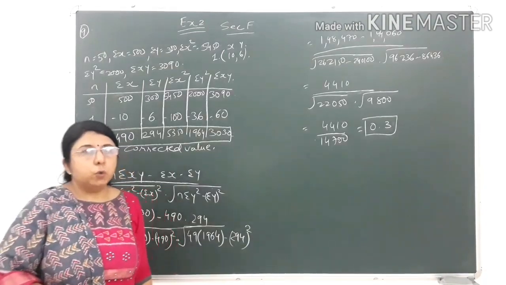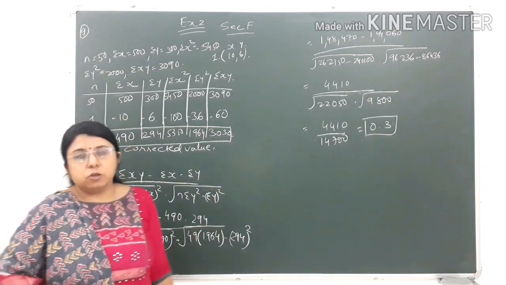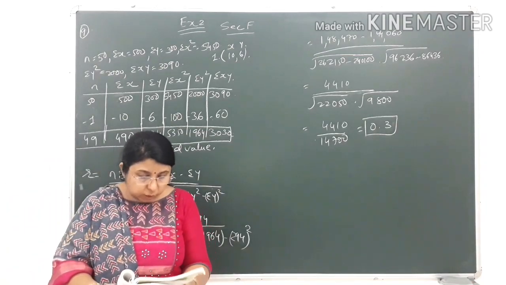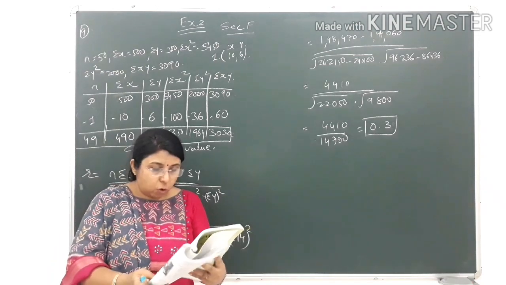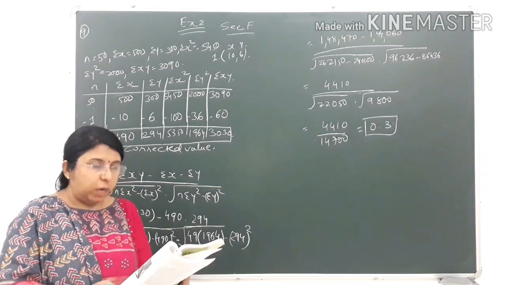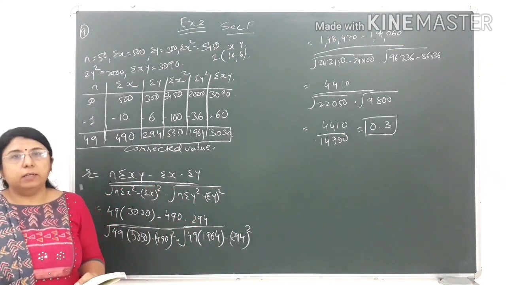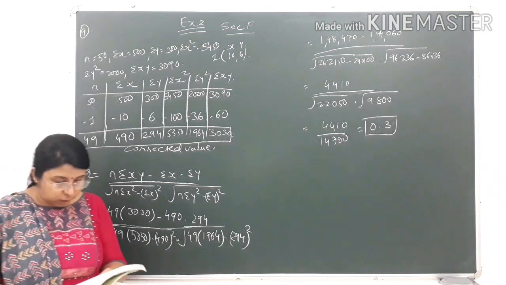Now, moving on to question number 9 of the same exercise, that is exercise number 2, section F. So first of all, let us read the question. The following data is obtained for two variables, that is inflation x and interest rate y. It means directly the data has been given to you. You don't have to calculate sigma x, sigma y, sigma x square and so on.